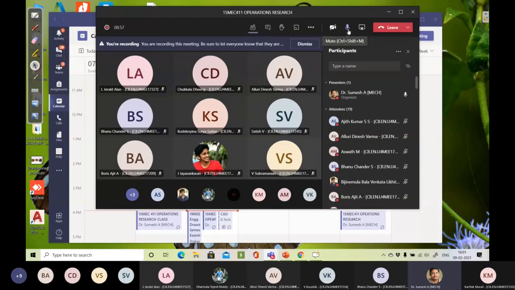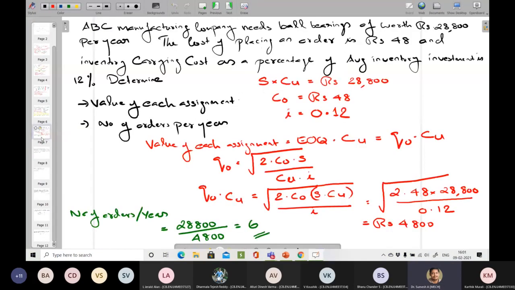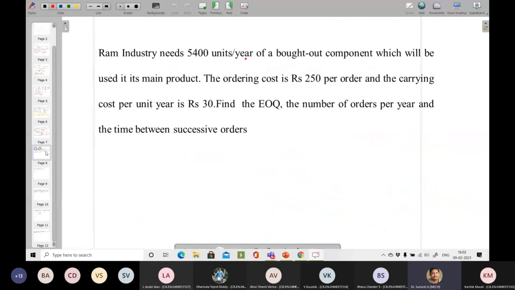Okay, good evening. I hope I am audible. So we'll straight away go into the problem. In the morning we discussed one problem like this, and one more also. So two problems we have discussed in the morning. I'll give you a third problem, so you can just try this.